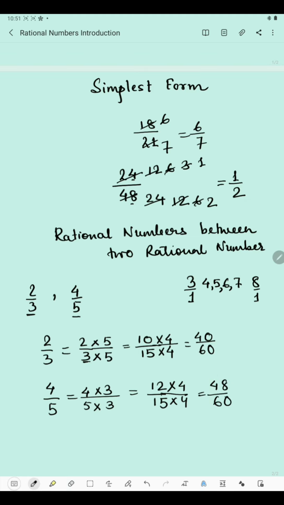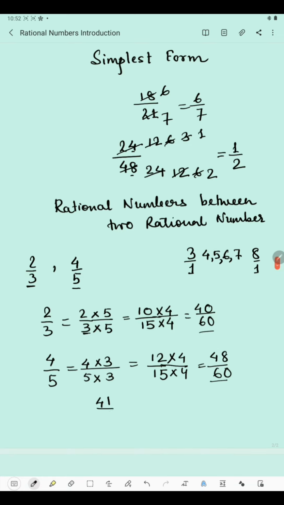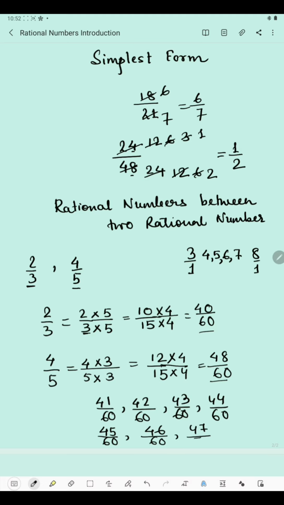Now what are the numbers that come in between? 41, 42, 43, 44. Okay, so total 7 numbers. These numbers we cannot take. This is our limit. So we will write 41 by 60, 42 by 60, 43 by 60, 44 by 60, then 45 by 60, 46 by 60, and 47 by 60. Okay, so these are the rational numbers that come in between two rational numbers.